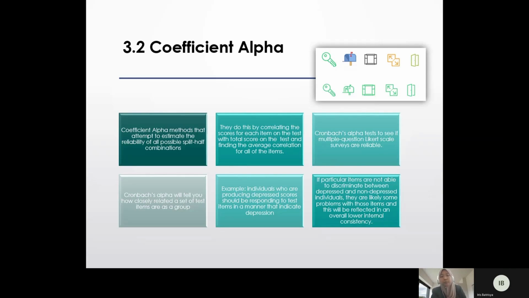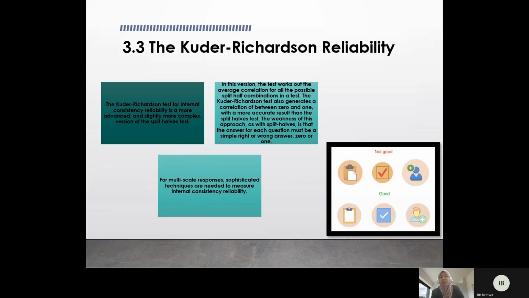Okay. Finally, for the internal consistency, we have the Kuder-Richardson reliability. It tests for internal consistency, and is more advanced and slightly more complex. In this version, the test works out the average correlation for all possible split half combinations in a test. It generates a correlation between 0 and 1 with more accurate results than the split halves test.